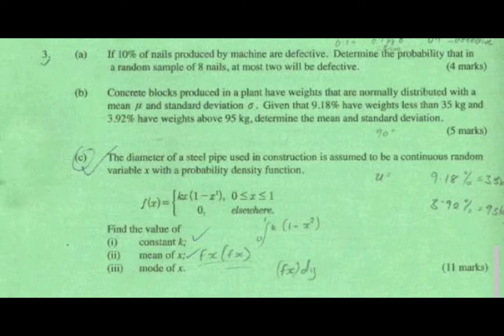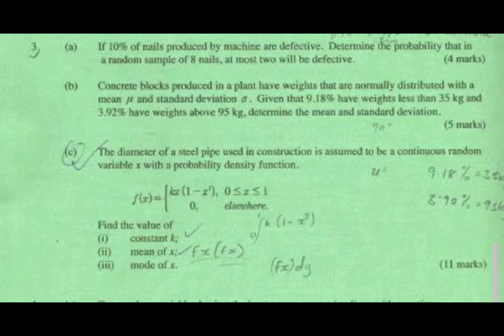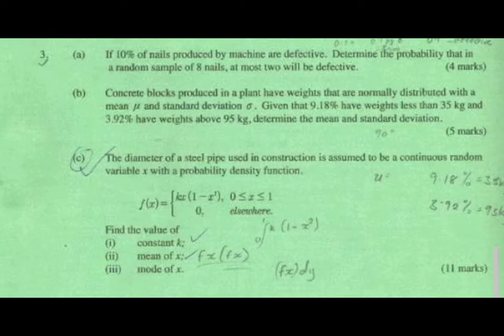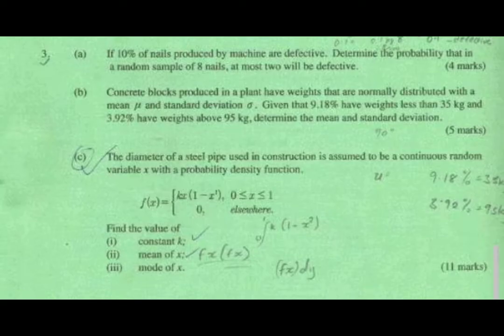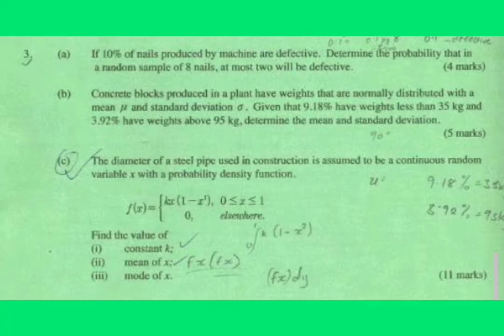So today we are going to do question 3c. It is a probability density function. We have been given f of x equals kx into 1 minus x squared, for 0 less than or equal to x less than or equal to 1, and 0 elsewhere. Find the value of k, the mean of x and the mode of x.